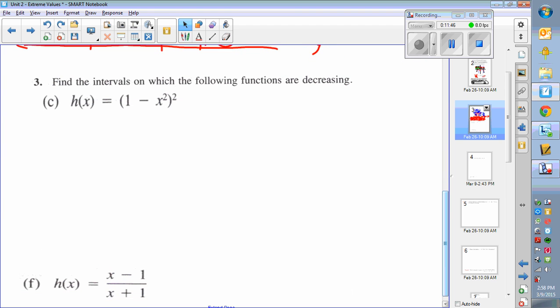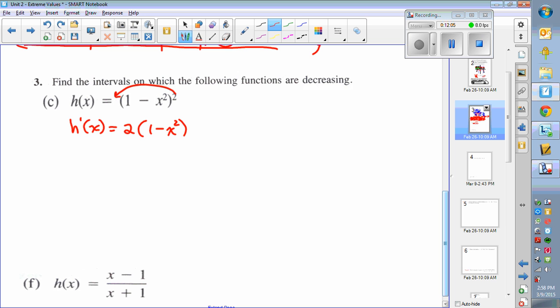So if you had a function like h of x, where you have 1 minus x squared, all squared, what you have to do with this function is use the chain rule to get its derivative. So our h prime of x, the chain rule, we bring that power down to keep the bracket the same, reduce the power to 1, then take the derivative of what's inside the bracket. And the derivative of -x squared is -2x. So this is my derivative. So 2 times 1 minus x squared and then times -2x.